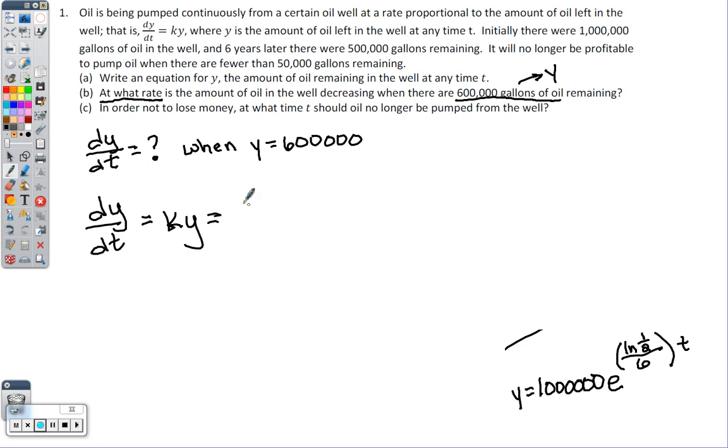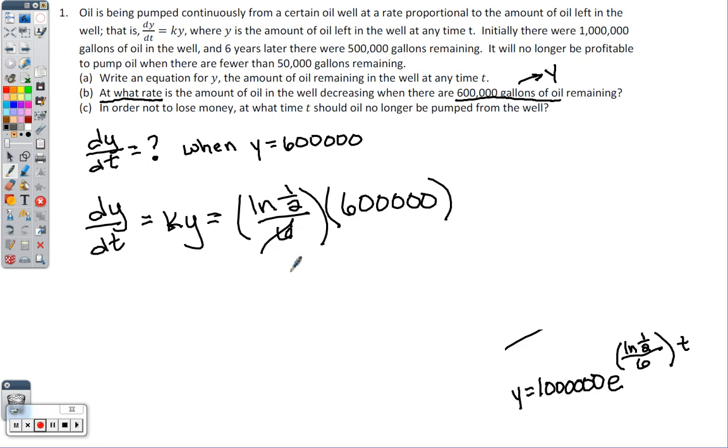And we know what k is. K is, from the last problem, I can see it right here, natural log of 1/2 divided by 6, right? And y, they tell us, is 600,000, right? Nothing to it but to do it. I'm going to do a little bit of canceling because I'm a slightly lazy person. I'm going to take the 6 here and the 6 here and make this 100,000. Okay, be careful, you can't usually do that, but I'm feeling lazy. I don't feel like writing that out.